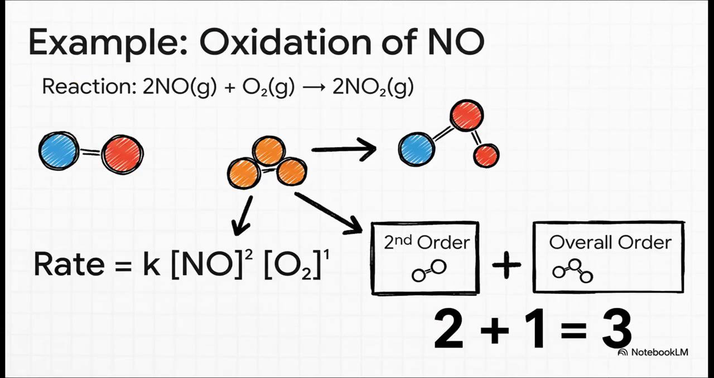Let's make this real with an example. Take the reaction between nitric oxide and oxygen. When you do the experiments, you find something interesting. The rate depends on the concentration of NO squared, but only on the concentration of O2 to the power of 1. So in chemistry speak, we say the reaction is second order for NO and first order for O2. And the overall order of the whole reaction? Super simple, you just add them up. 2 plus 1 gives you a total order of 3.